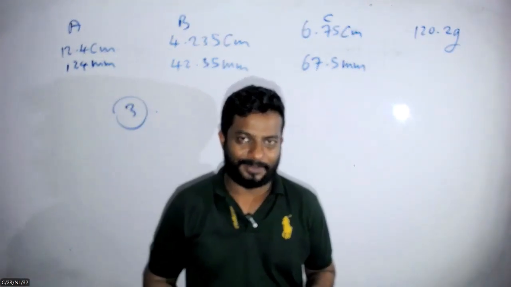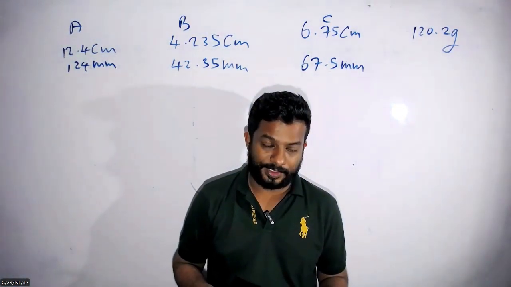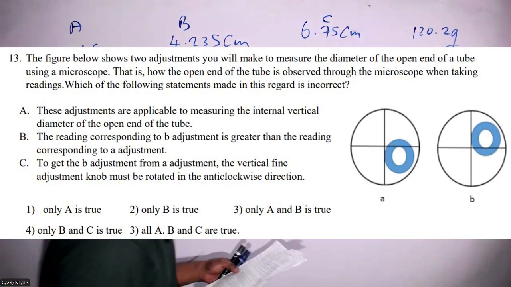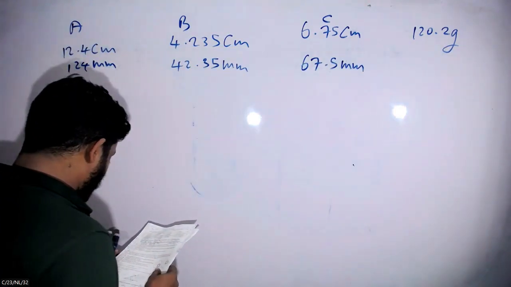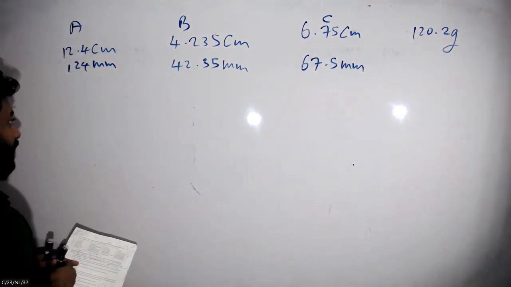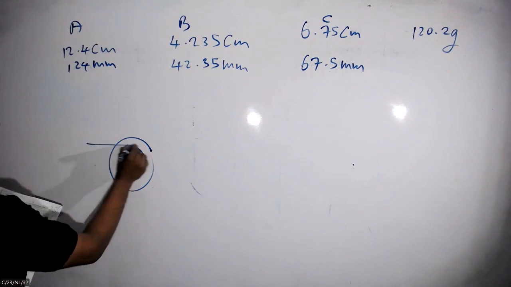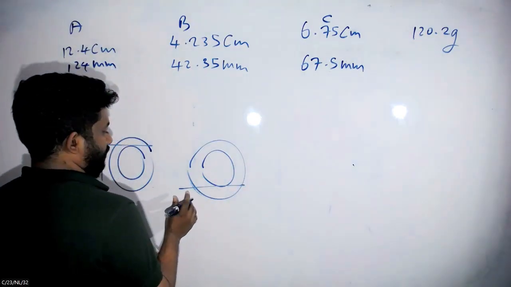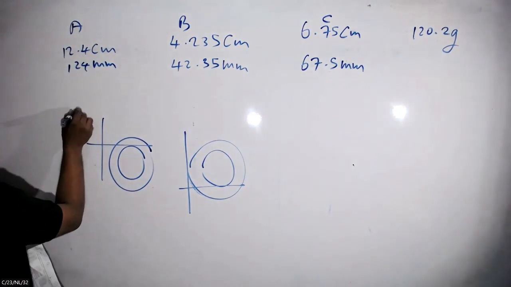Right, ළමයි. Let's see the answer for the next question. Right, Pute, let's see the answer for the question number 13. Here you need to identify correct statement, right? Read the first statement. These adjustments are applicable to measuring the internal vertical diameter of the open end of the tube. Yeah. These are relevant to internal vertical diameters, these two adjustments, right? Right. Capital A statement is a correct statement.